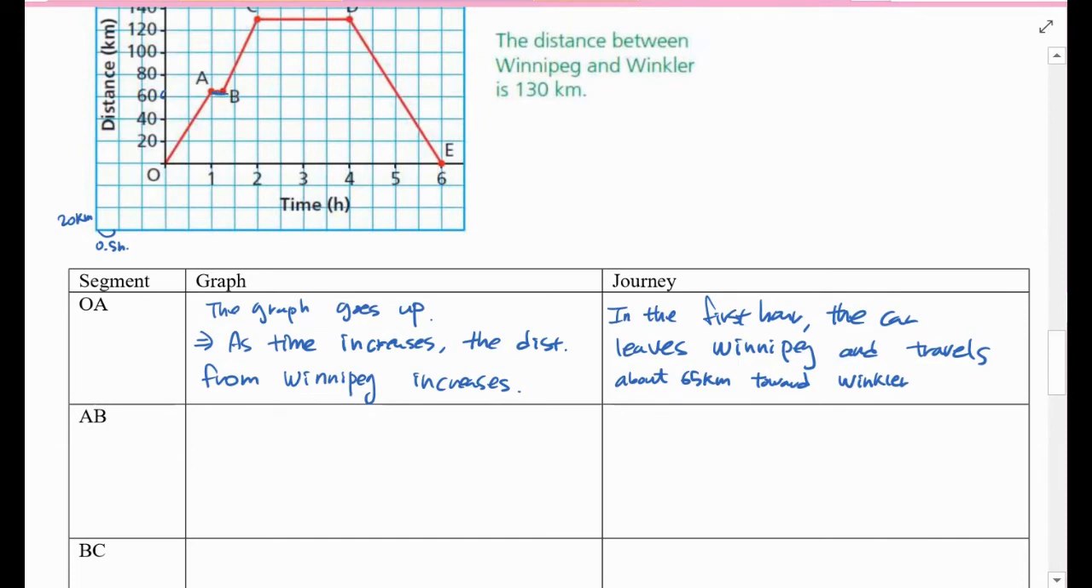And AB, what's happening here? The graph is horizontal. That means as the time increases, the distance stays the same.